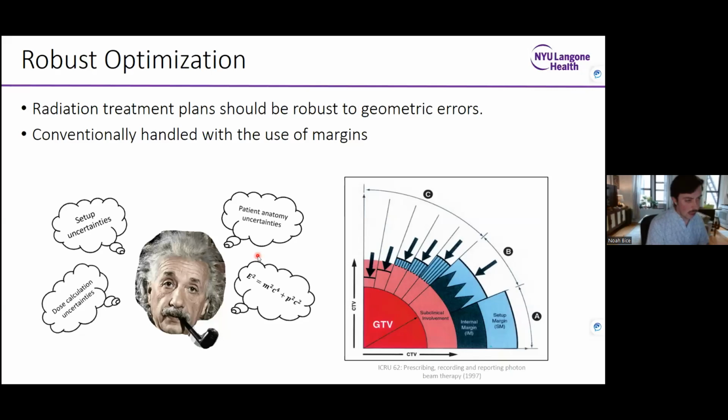All right, the last topic that I want to talk about, and the one that I'm personally most excited about, is robust optimization. So robust radiation treatment plans should be robust to geometric errors. This is no secret. And conventionally we handle geometric errors with the use of margins, right? So this is just this figure that hopefully everyone's familiar with from ICRU 62, demonstrating all the different margins that we use in radiotherapy and why.